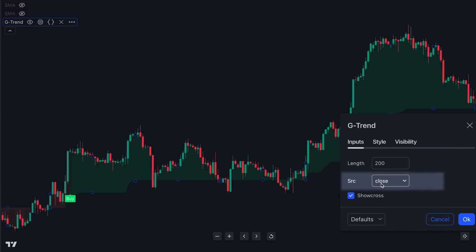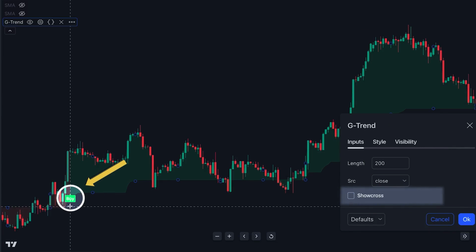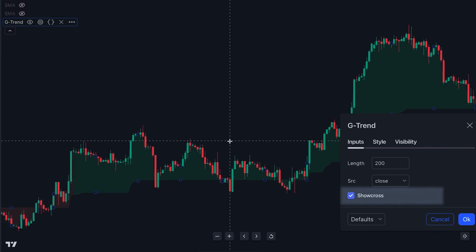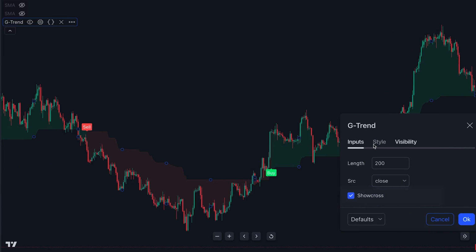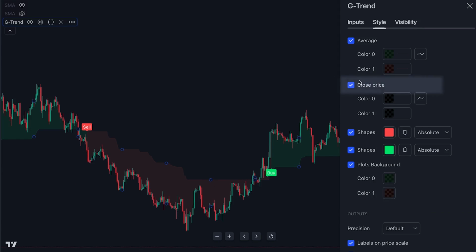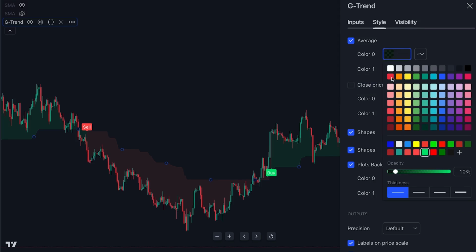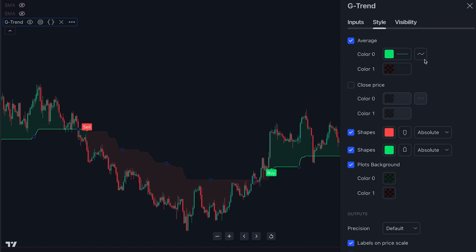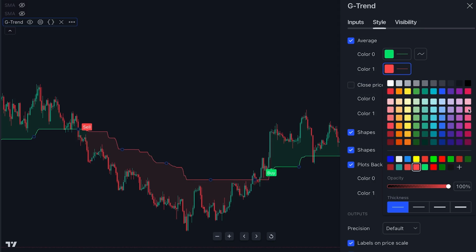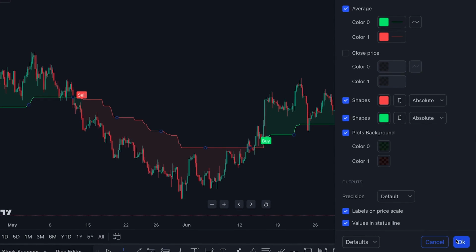Moving on, we will leave the source option on close. The Show Cross option enables and disables the trend labels. We will leave this on. Now go to the Style tab, disable the close price, and increase the brightness of the average. And that is all we need to adjust. Go ahead and click OK.